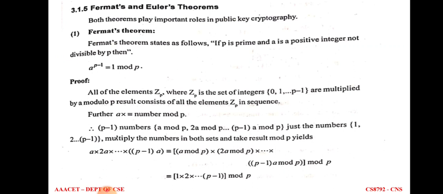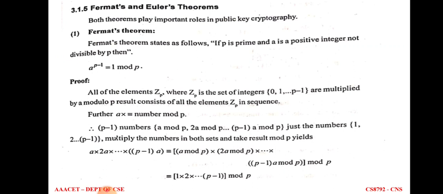Fermat's theorem states as follows: if p is a prime number and a is a positive integer that is not divisible by the prime number, then it can be written as a^(p-1) ≡ 1 mod p. In that equation, p is a prime number, mod is the modular arithmetic operation, and a is a positive integer not divisible by the prime p.